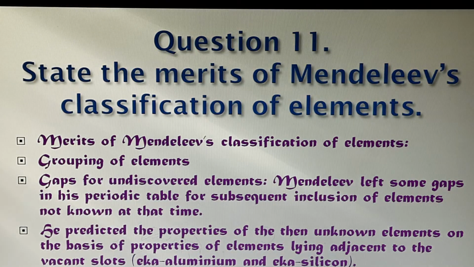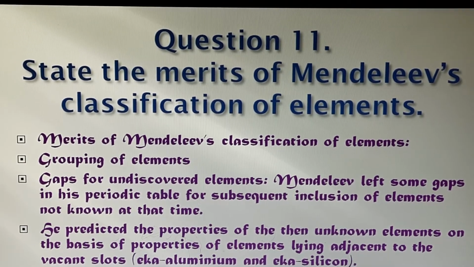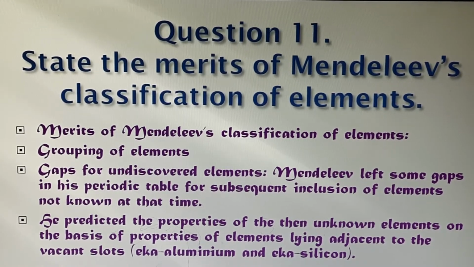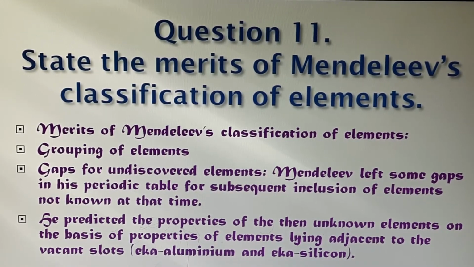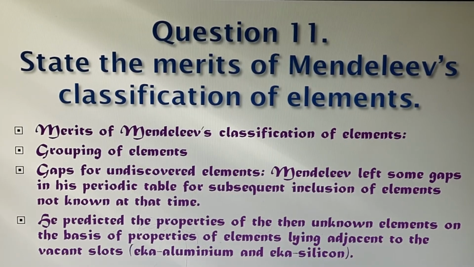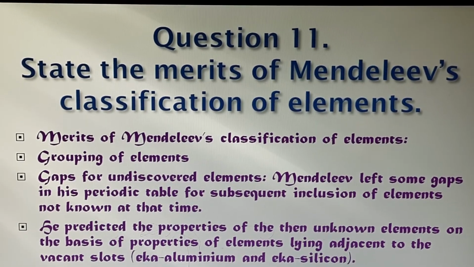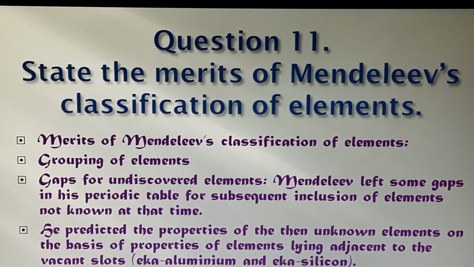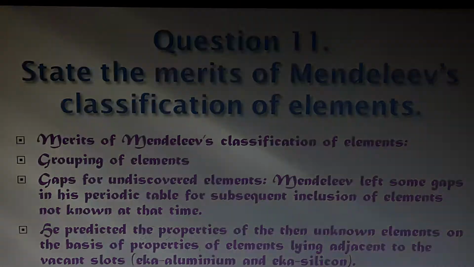Question 11. State the merits of Mendeleev's classification of elements. Merits of Mendeleev's classification of elements: grouping of elements, gaps for undiscovered elements, and he predicted the properties of some of the then unknown elements. These were some of the basic merits, or you can say the advantages, of Mendeleev's classification of elements.